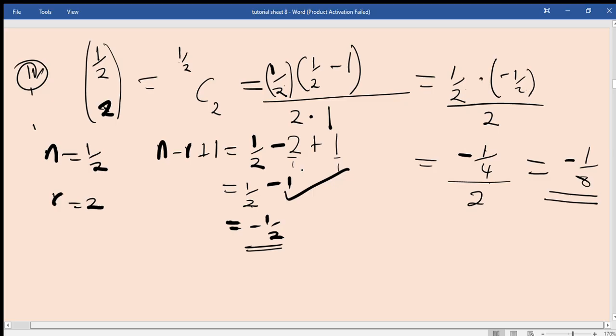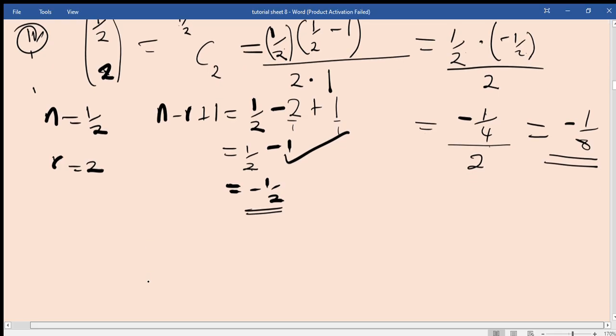So that is how you'll be able to solve combinations involving negative n and a fraction of n. I'm sure these ones are simple, so I think I will give them as an exercise. The exercise should be on this video.